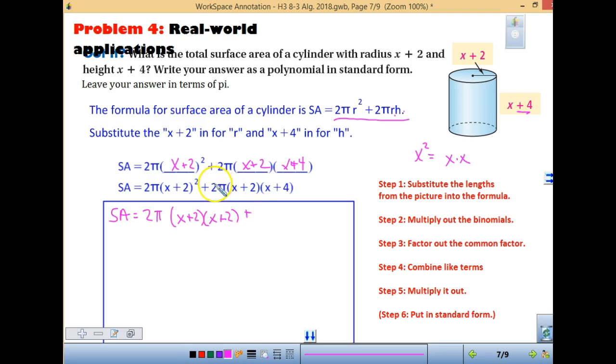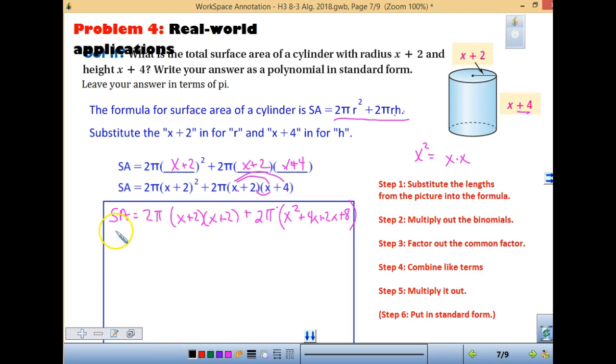And the second one, we're going to leave the 2 pi, and we're going to start multiplying that. So 2 pi, and if we start multiplying that second one out, we're going to have 2 pi. X times x gives us x squared. X times 4 is 4x, right? Plus 2x plus 8. X times x gives me x squared. That's my first. Outside was 4x. Inside was 2x. 2 times 4, 8. Okay? I'm going to do this x squared plus x plus 2 squared now.